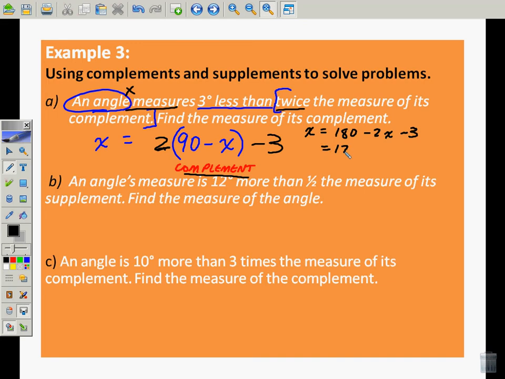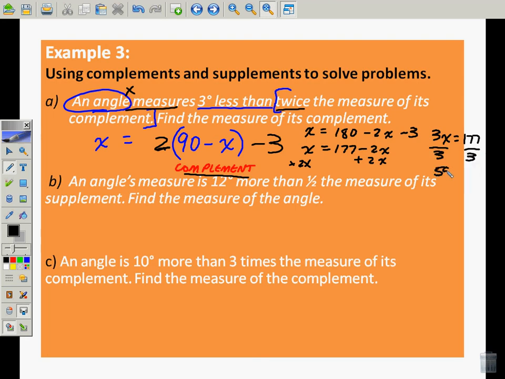X is equal to 177 minus 2x. I'm combining like terms here. I'm going to add 2x to both sides. So I've got 3x is equal to 177. I divide by 3, divide by 3. I get 59 is equal to x.